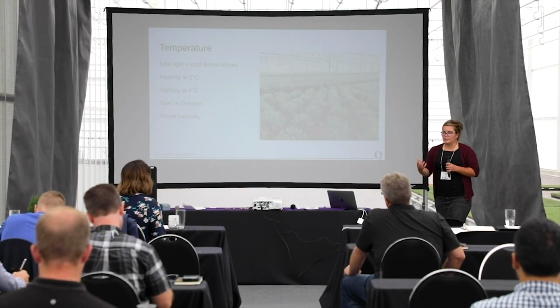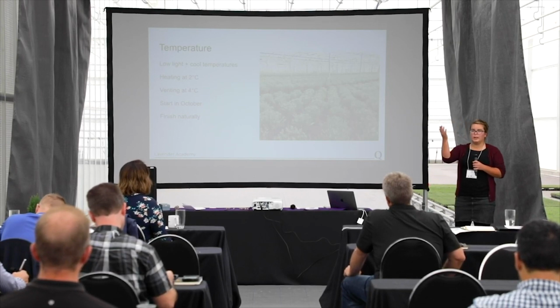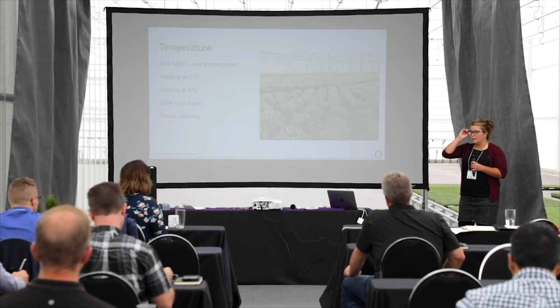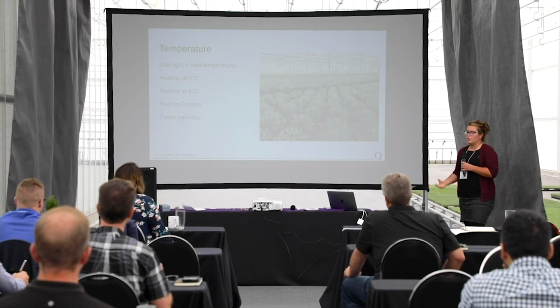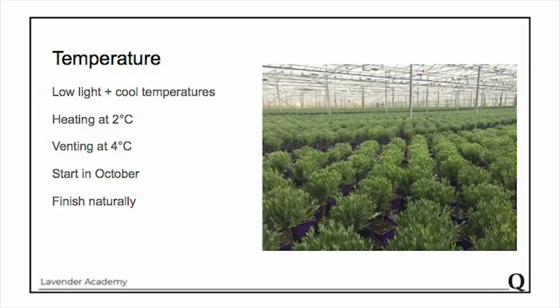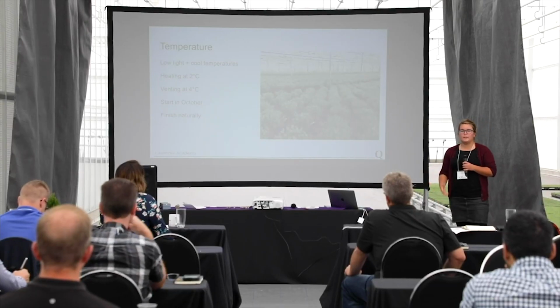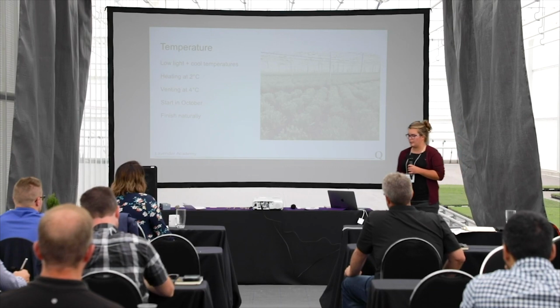When we're finishing our lavender liners, we have very low light conditions because of the cloudy weather and lots of precipitation over the winter. So we tend to grow our lavender in very cool temperatures. Starting in about October, we're heating at 2 degrees and venting at 4 degrees, and then we just allow them to finish naturally in the spring.